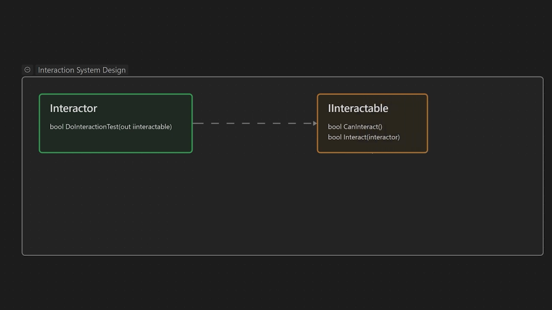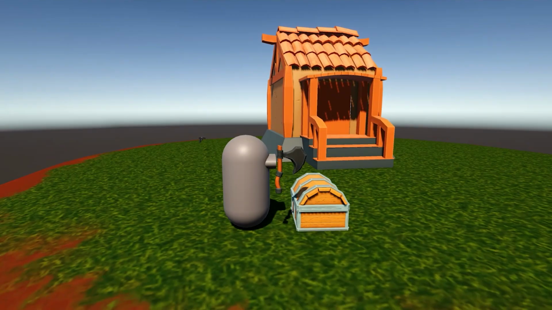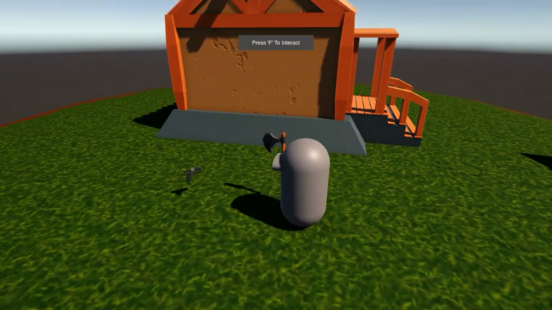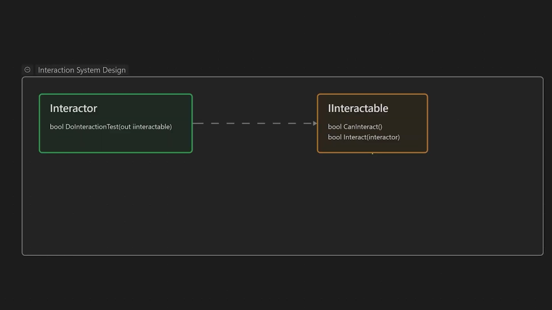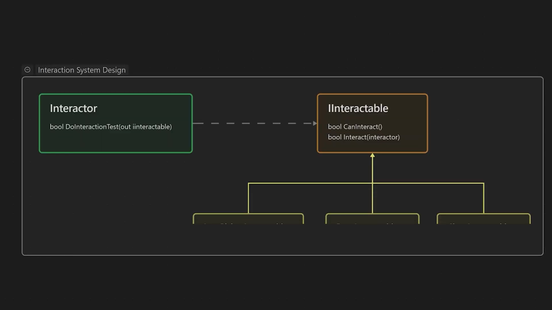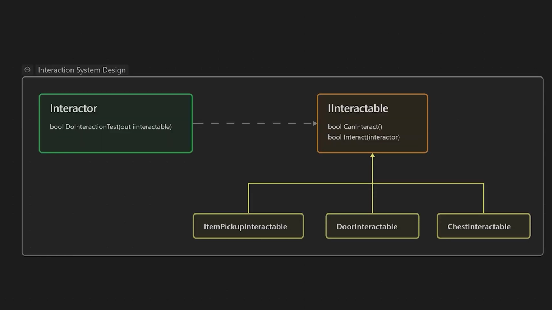To define interactable objects in our world, we can use an interface. In C#, an interface is used to define a contract. So when our interactor finds an interactable object in the world, it knows that it is bound by the interactable contract. Then each of our interactable objects in our game will need to implement the interactable interface.